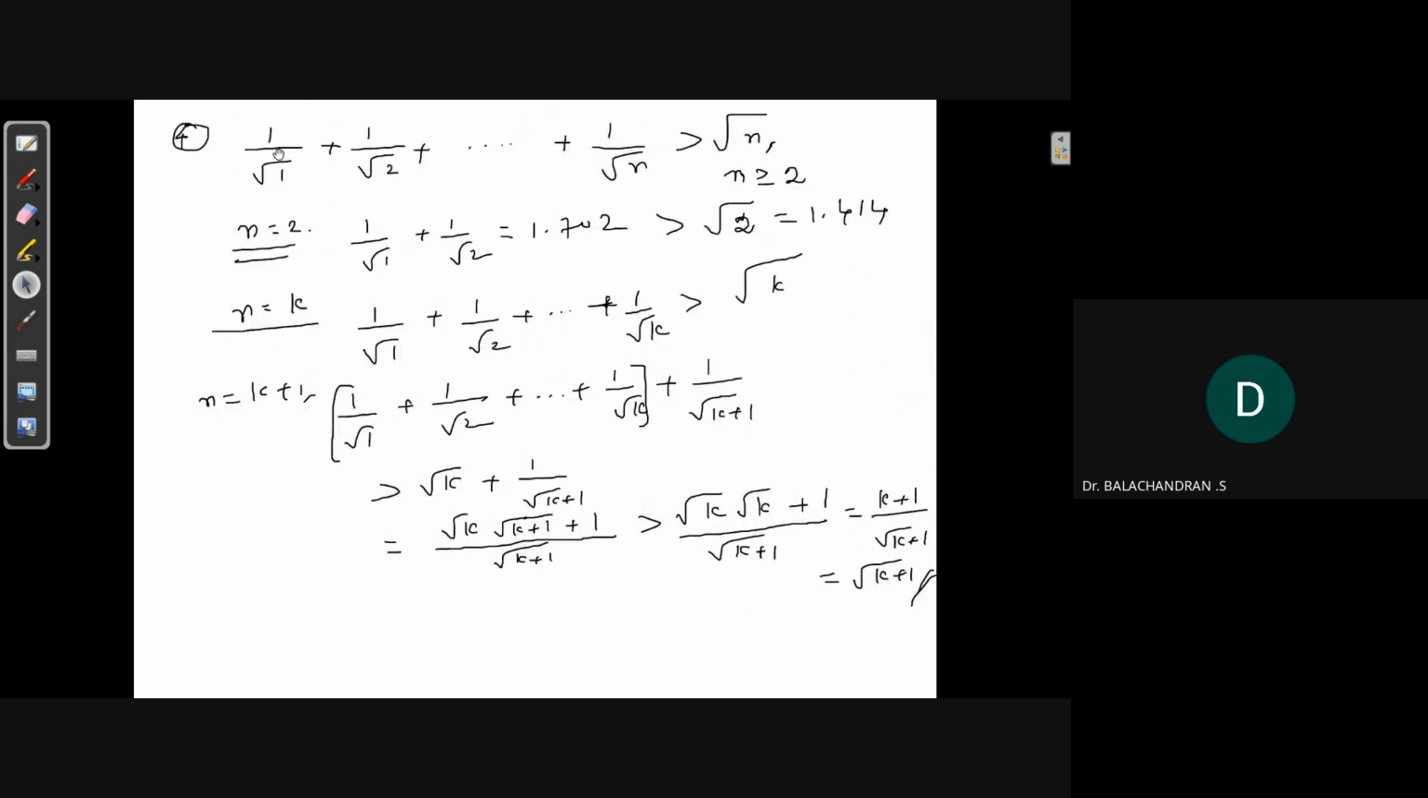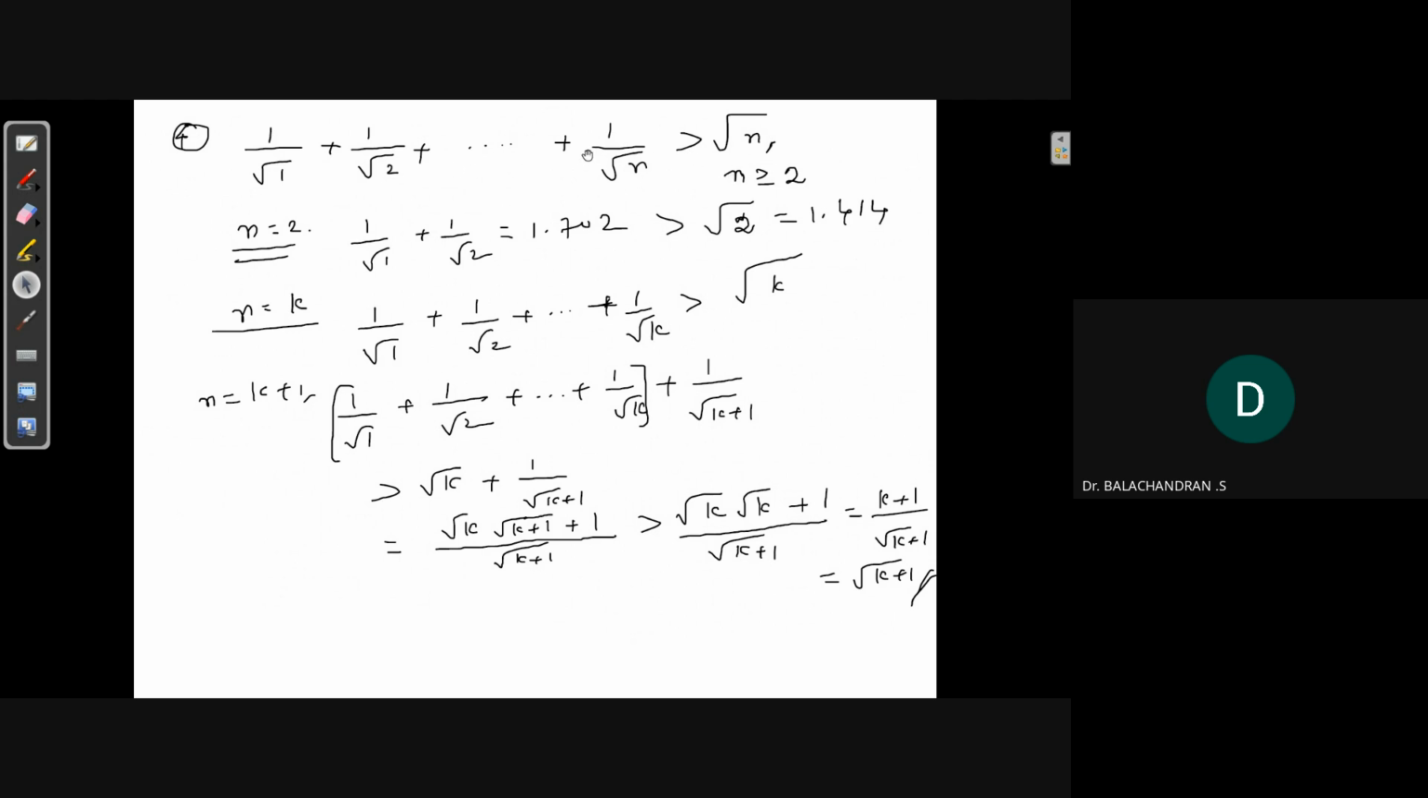So next problem, prove that 1 by root 1 plus 1 by root 2 plus dot dot dot plus 1 by root n is greater than root n, for n greater than or equal to 2, as they gave. Because for n equal to 1, this is not true. For n equal to 1, 1 by root 1 is 1. The left hand side is 1, and the right hand side is also 1. But here it is strictly greater than, so we cannot say 1 is greater than 1. So there is a reason they start from 2.